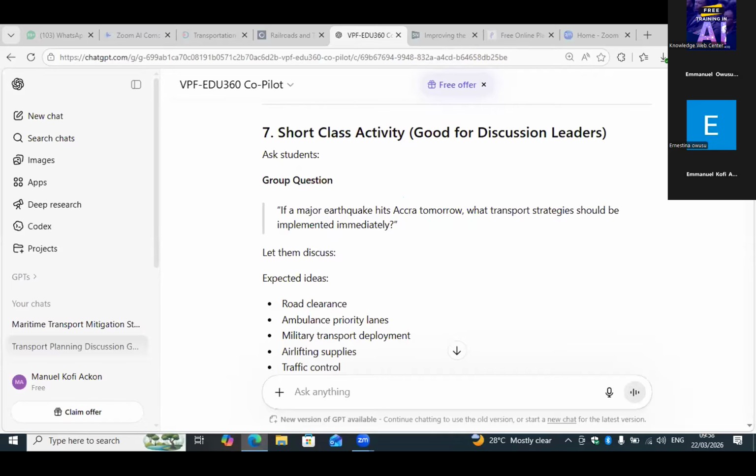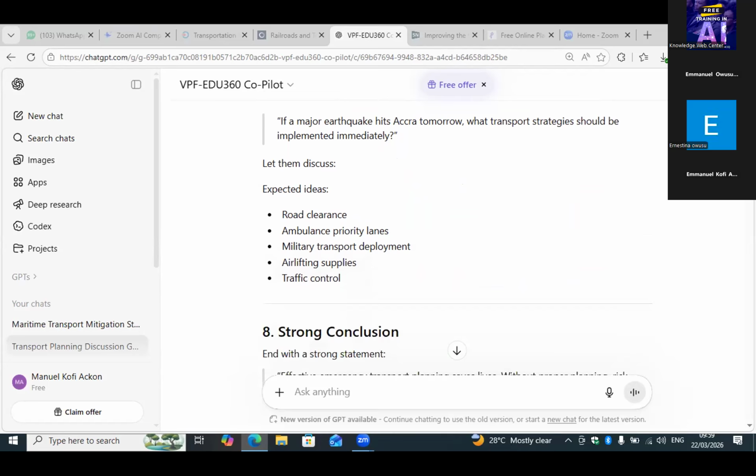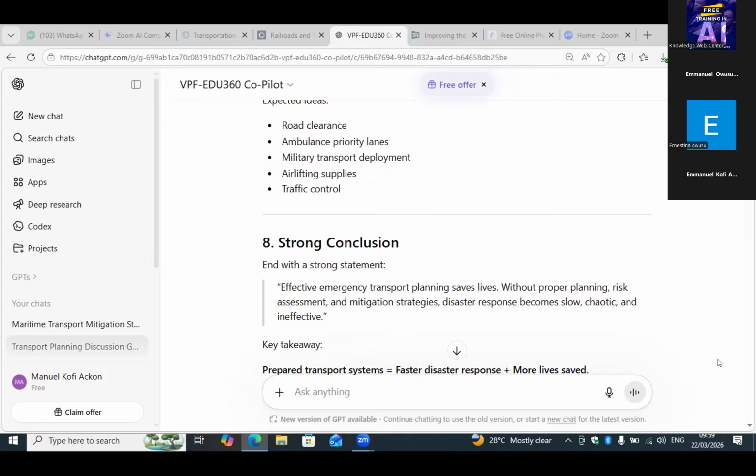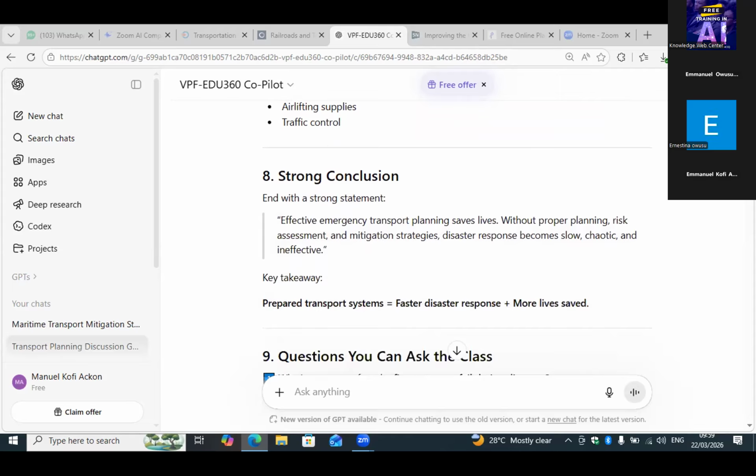7, a short class activity, which is good for discussion leaders. So ask students, if a major earthquake hits Accra tomorrow, what transport strategies should be implemented immediately? This is a discussion question for the class. And these are the ideas I am expecting: 1, road clearance. 2, ambulance priorities. 3, military transport deployment. 4, airlifting supplies. And then traffic control. In conclusion, end with a strong statement.